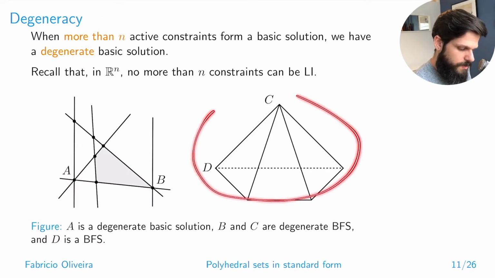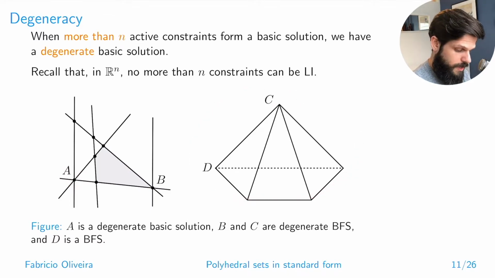Here is another example, a polyhedral set formed by the intersection of this constraint, this constraint, this constraint, that constraint at the bottom, and there is a constraint at the back. Same thing. This is a regular vertex. It is a BFS and it's formed by 1, 2, 3 constraints. But this is a troublemaker because it's formed by 1, 2, 3, and 4 constraints.